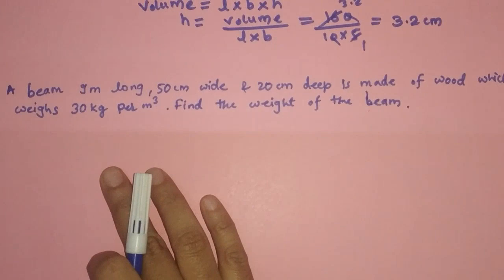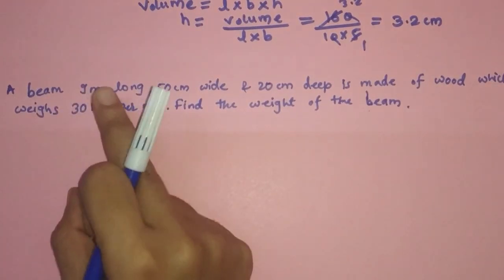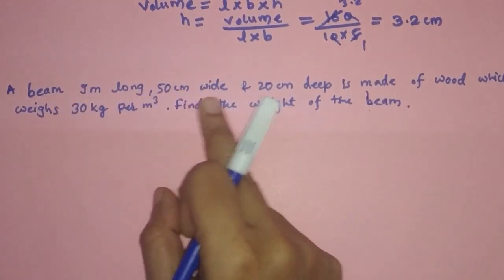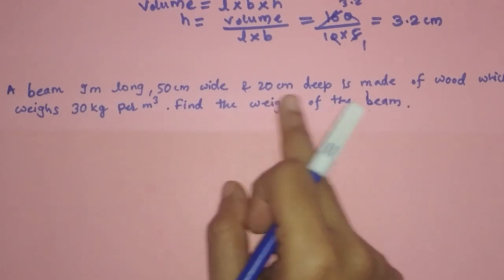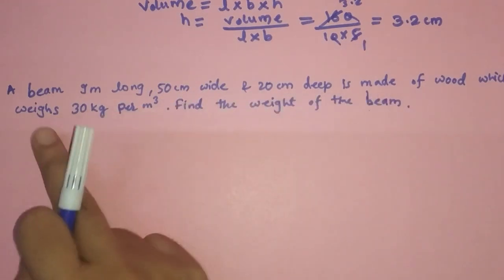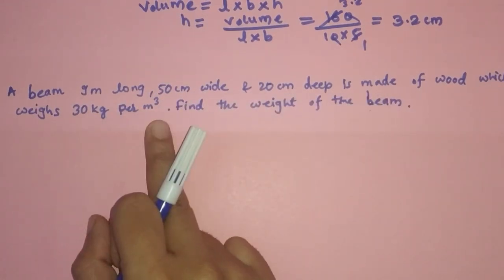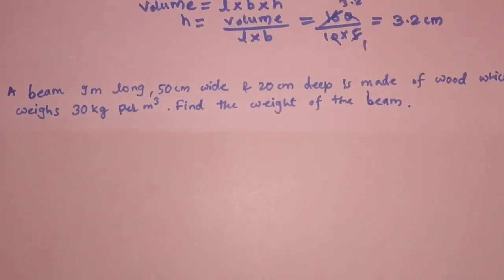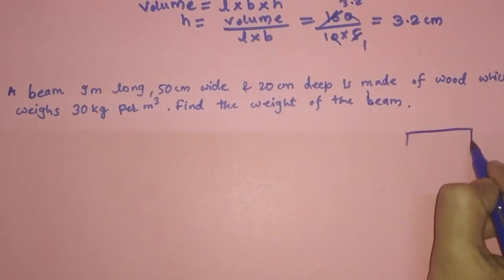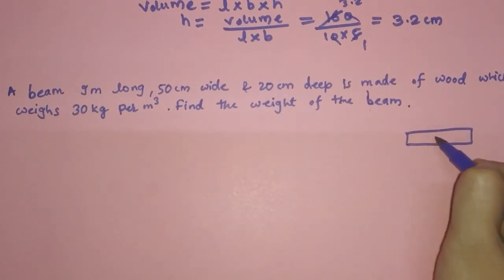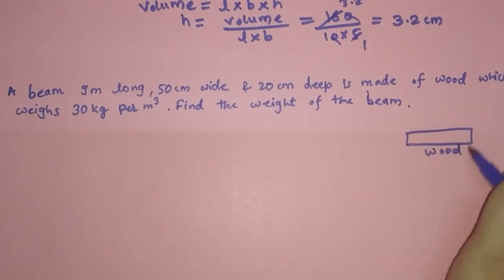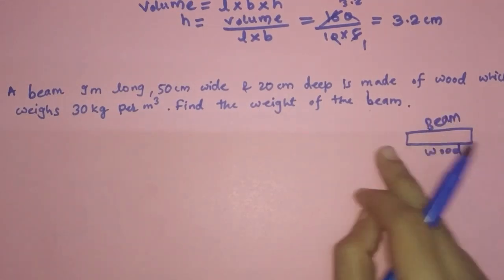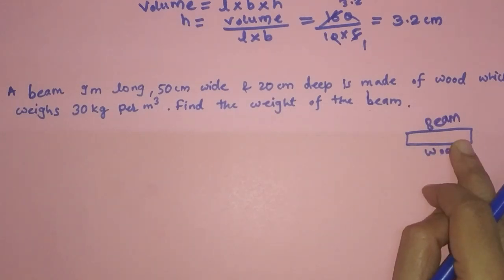Now friends, the next question is, a beam 9 meter long, 50 centimeter wide, 20 centimeter deep is made of wood which weighs 30 kg per meter cube. So find the weight of the beam. Here, what is a beam? A beam is a long thick wood. A beam is a thick stick of wood. We call it a beam.